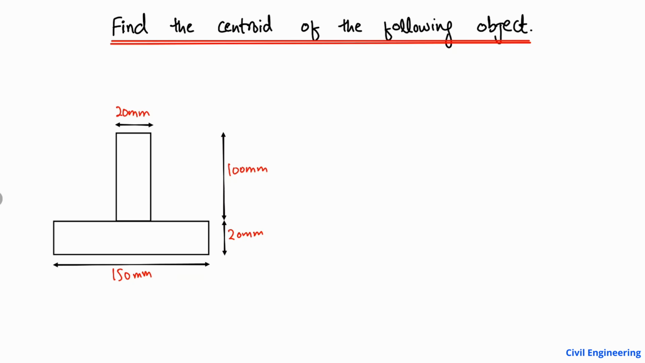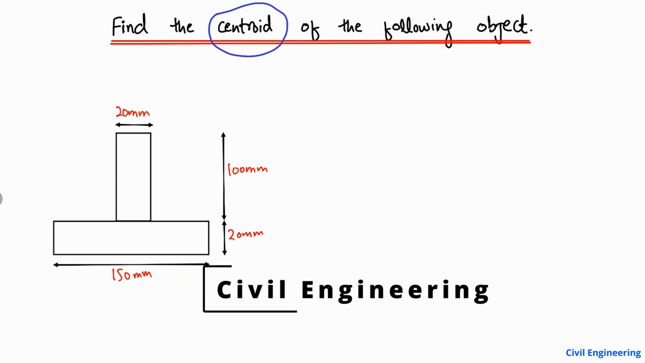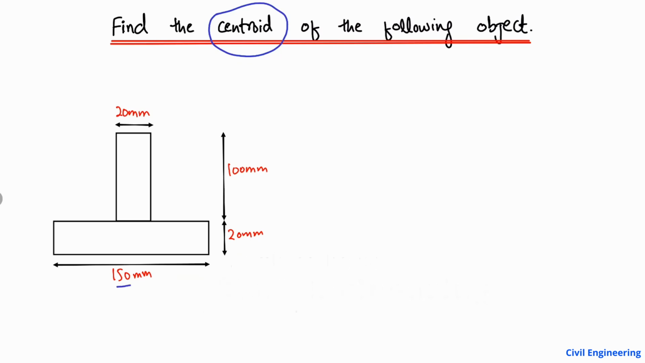In today's lecture, we are going to find out the centroid for the given object. So we see here the following is a kind of inverted T-shaped object, and we are going to find out the centroid for this shape. The dimensions are given to us. For example, the lower object is 150 millimeter wide with a height of 20 millimeter, and the other object, which is on top of the lower object, has a height of 100 millimeter and a width of 20 millimeter. So how to find the centroid?